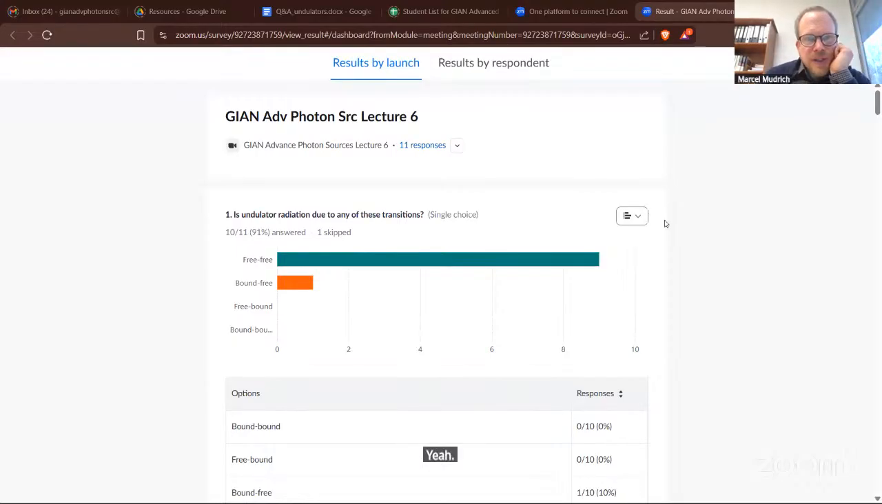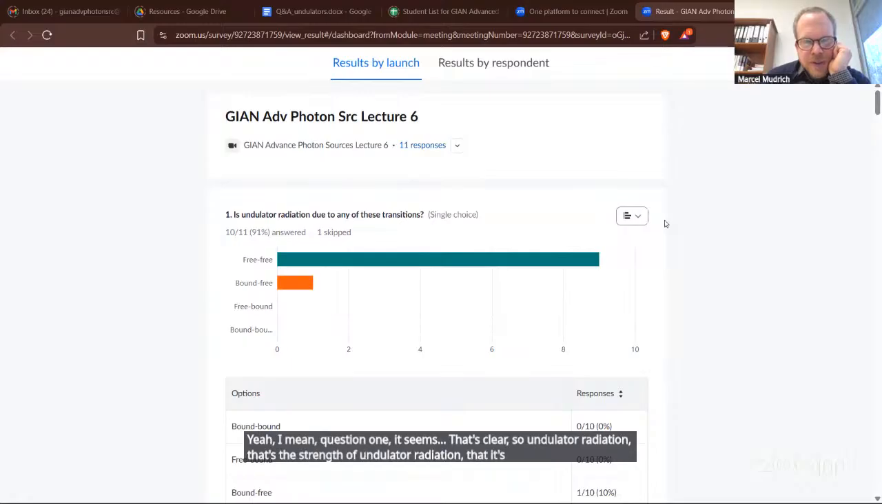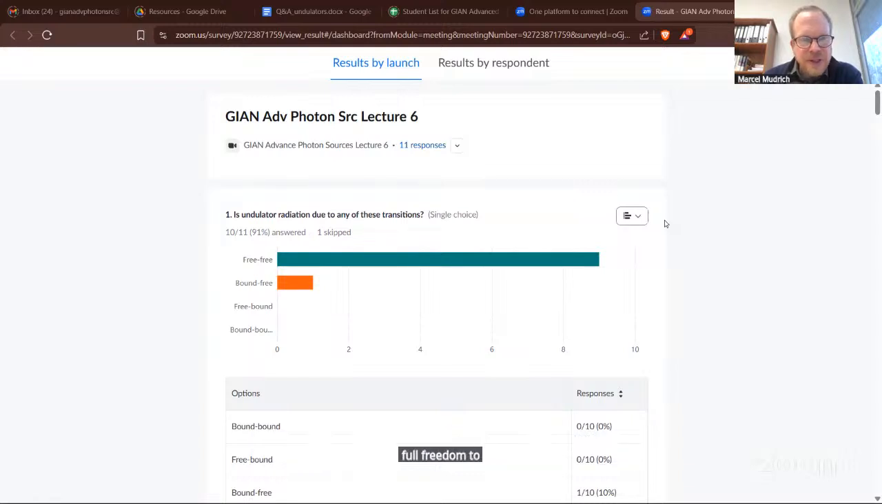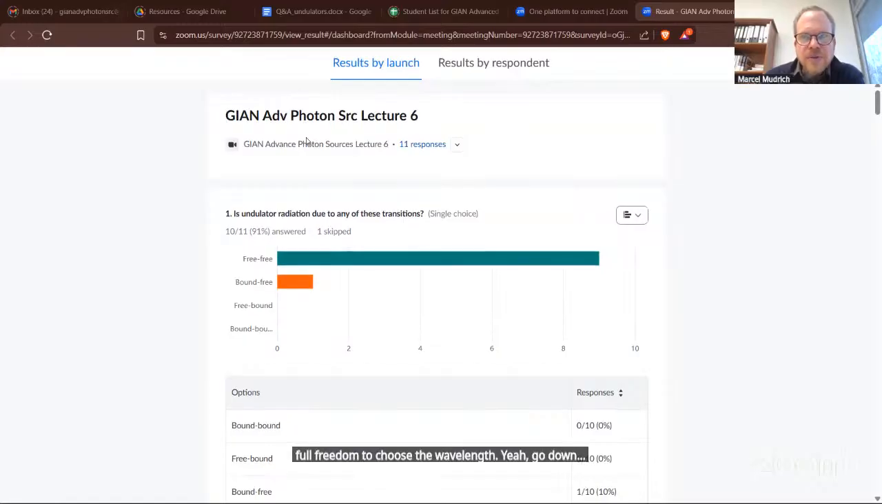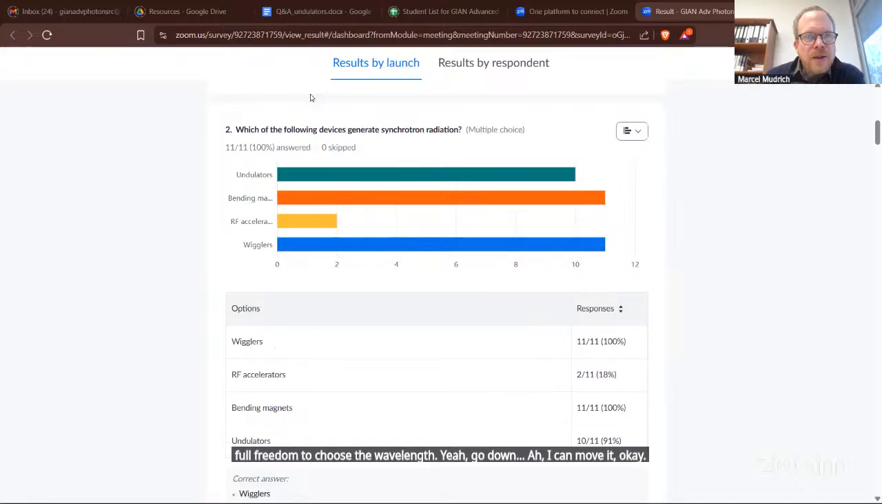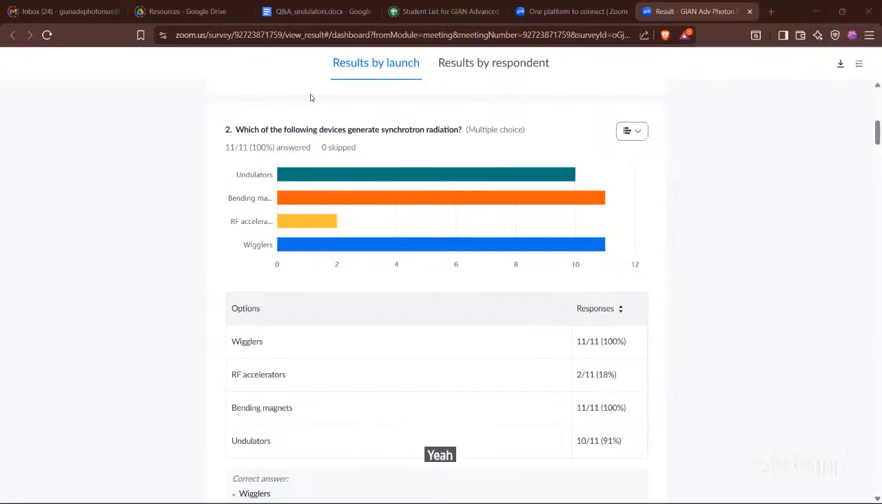Question one seems clear. Undulator radiation, that's the strength of undulator radiation, that it's a free transition. So we have full freedom to choose the wavelength. Does everybody see the poll? I'm moving it now. Yeah, perfect.